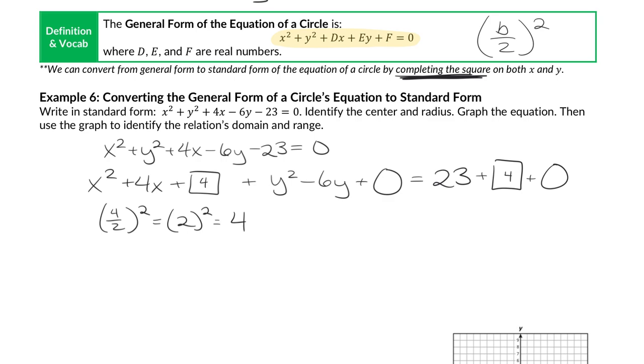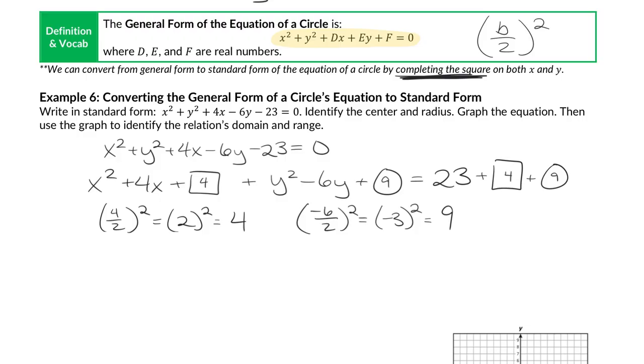We repeat the b divided by 2 squared. What's the b out of the y part? -6. So we're doing -6 divided by 2 squared, which is -3 squared, which is 9. The magic number that goes in the second box, which I have made a circle, is 9.